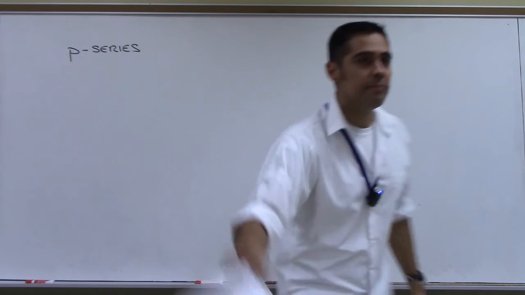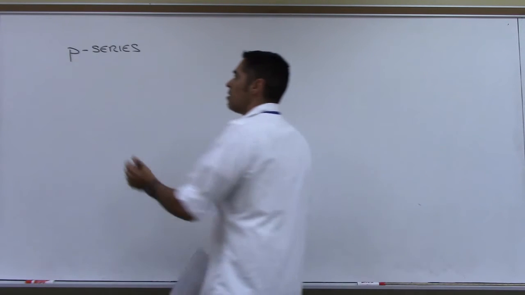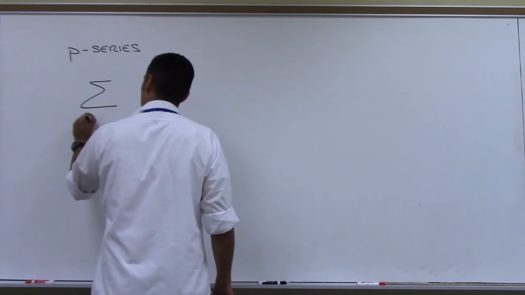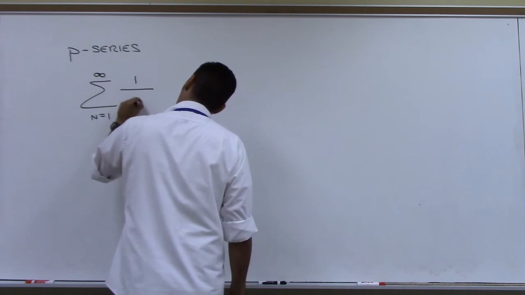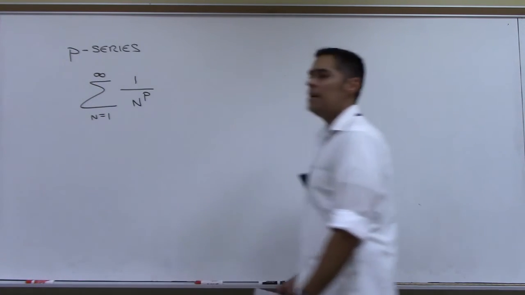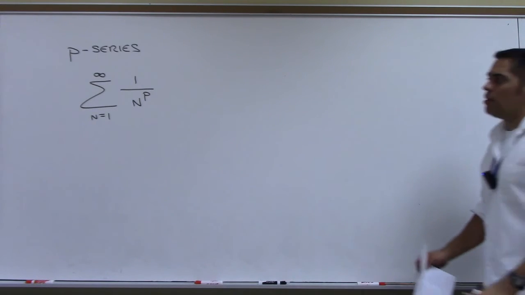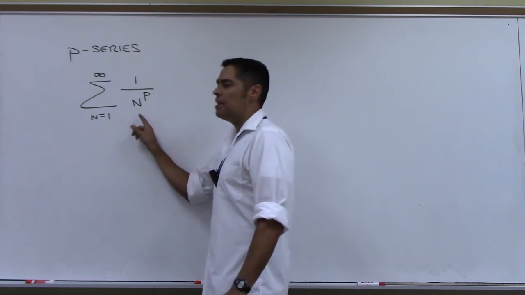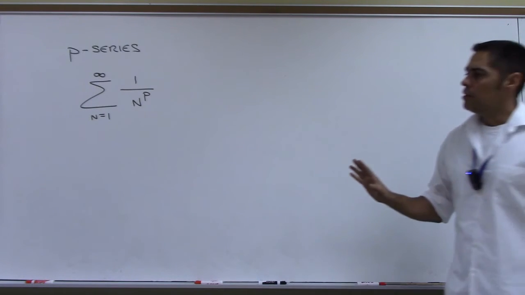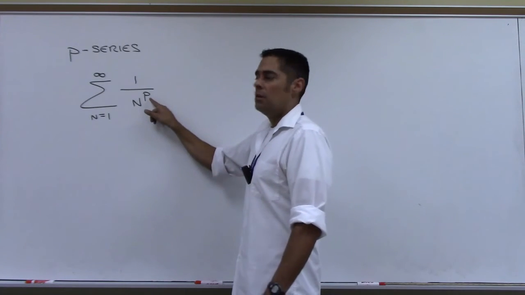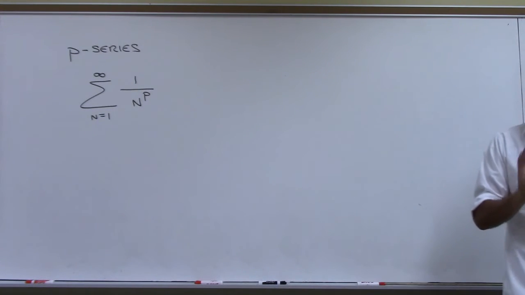And this is on your sheet. All P-series look like this. The P stands for power, okay? And so what you notice is that with the P-series, the n is not in the exponent, so it's not geometric, right? It's not a geometric series. You have 1 over n to a power. And this series might converge, it might diverge. It depends on P, and that's all it depends on.